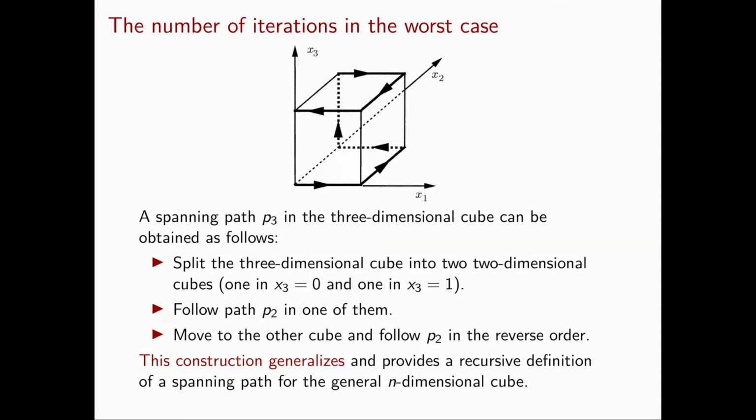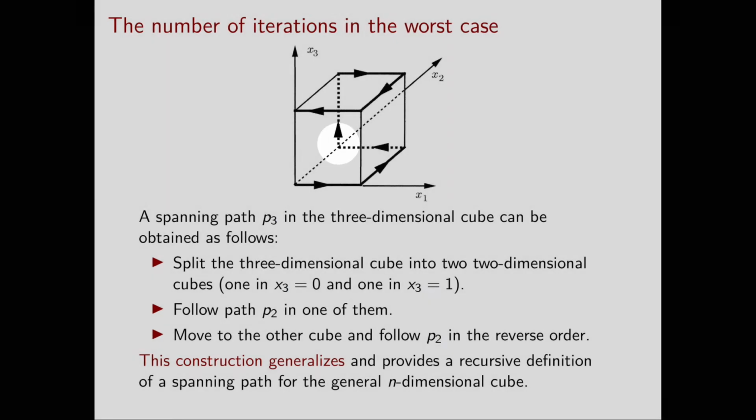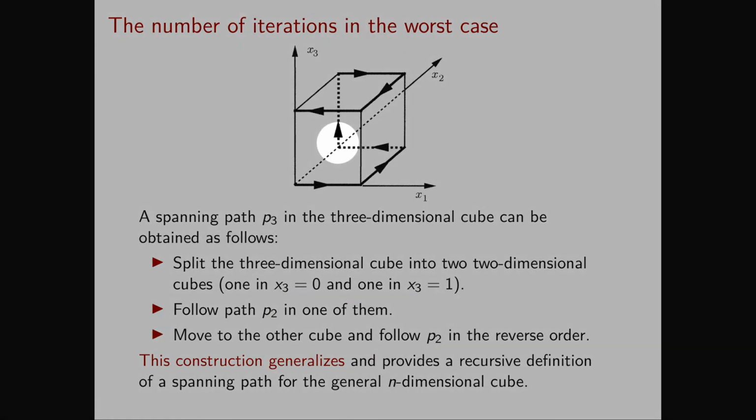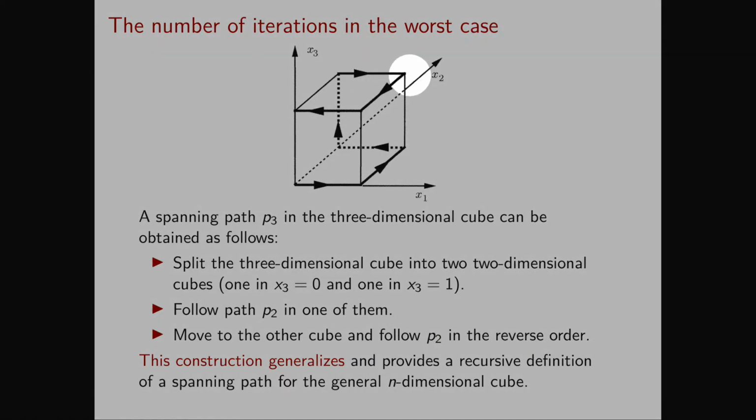Let's start by looking at the one at x3 equal to 0. Naturally, we can use our old spanning path P2. So we start from this vertex, go here, and then finally go here. At this point, what we want to do is to go to our second two-dimensional unit cube. And so we just move up by changing the value of x3 from 0 to 1. Now we can easily finish off our spanning path P3 by following the path P2 in the reverse order on this upper two-dimensional cube. Therefore, from this vertex we go now to this one, then to this one, and finally to this one.